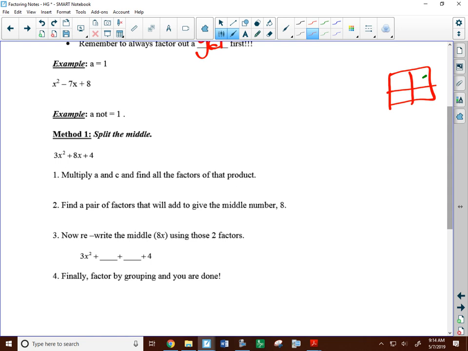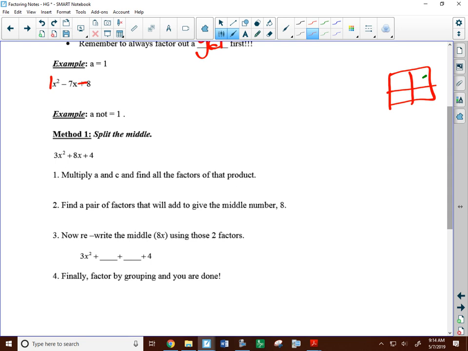Okay, let's try one where a equals 1. So this is 1x squared minus 7x. And by the way, this is supposed to be a minus 8. Sorry about that. Can you change that? Minus 8.